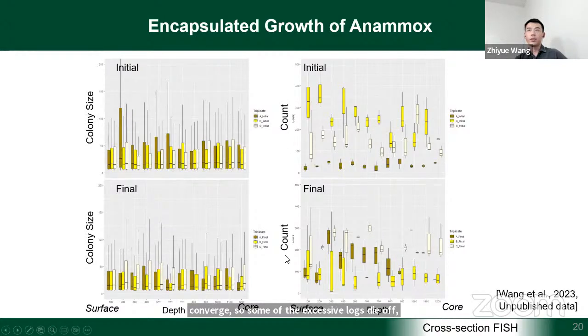And then we also see preferential growth near the surface, but it's not exactly at the surface. It's probably 300 to 400 micrometers from the surface, co-occurring with the AOB peak concentration near this depth. And colony size-wise, they actually shrink when you compare to the initial colony size of Anammox.